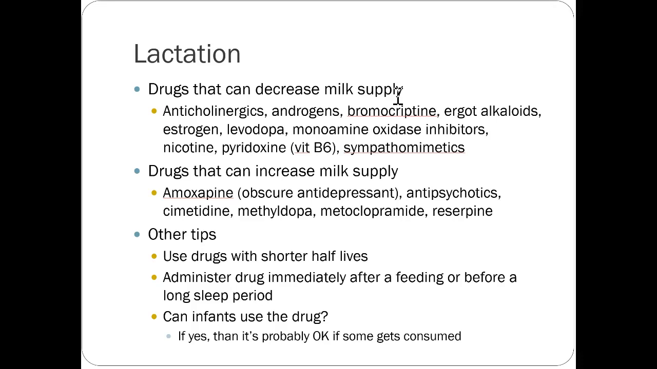Methyldopa is something that is used sometimes for hypertension in pregnant patients, and that can help increase milk supply. Metoclopramide and reserpine, which is a really odd old antihypertensive. There's not a lot of drugs here that people take on a regular basis, so I'll put that out there. I don't know if I'd go prescribing any of these specifically to help somebody increase breast milk production.